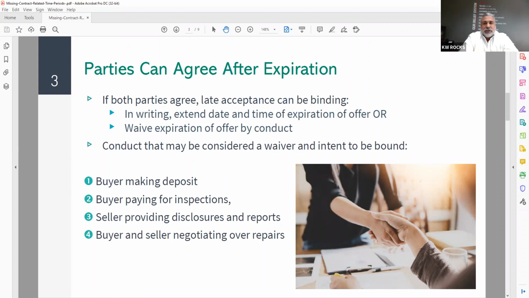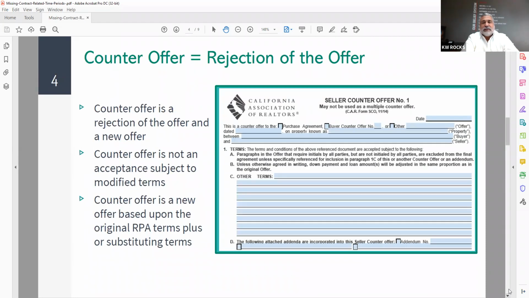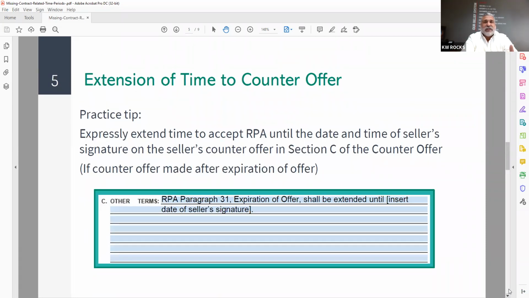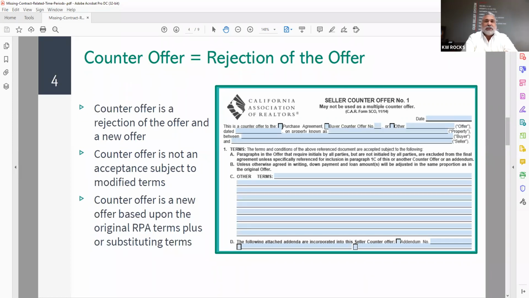So just to conclude this page, conduct that may be considered a waiver or intended to be bound: buyers make a deposit, buyer paying for an inspection, seller providing disclosures and repairs, buyer or seller negotiating over repairs. So these are some of the things that will alter the question. Even if the offer was extended or expired, it'll still give you a perspective that, okay, the seller at least sent me copies of the previous inspection, or the seller is in cahoots with accepting our offer and then opening up escrow. So those are what we call defining bona fide agreements that allow both the buyer and the seller, even after an expired offer, to continue with the process.